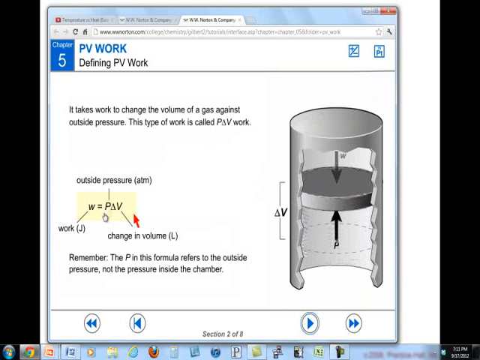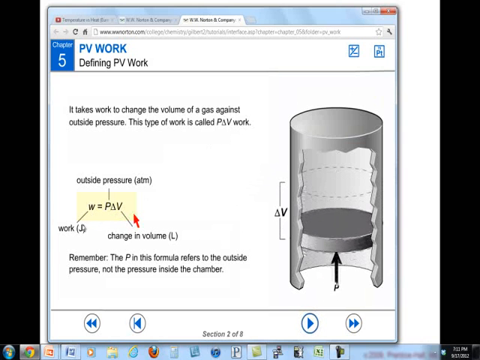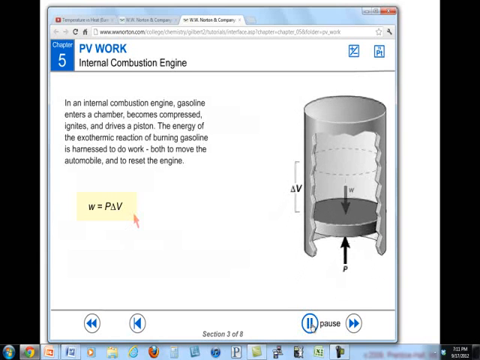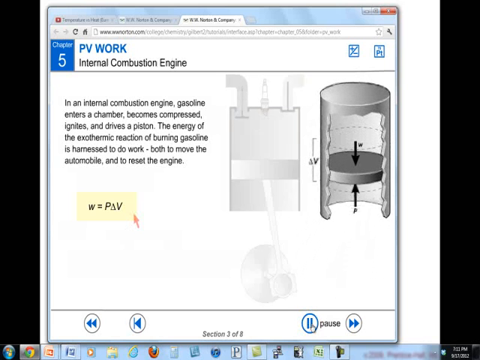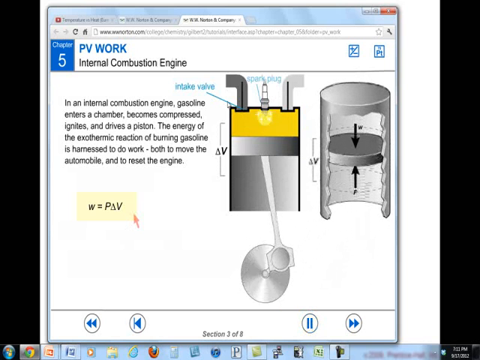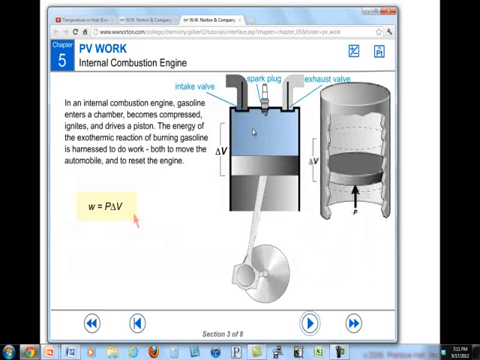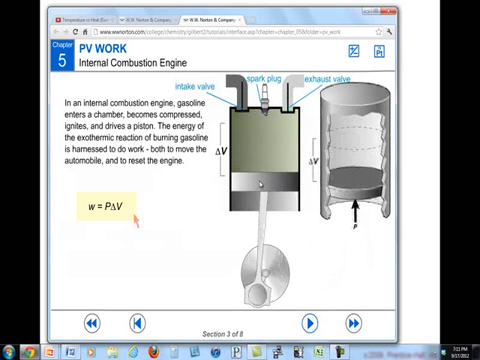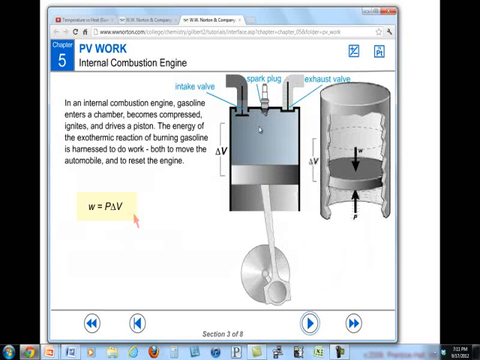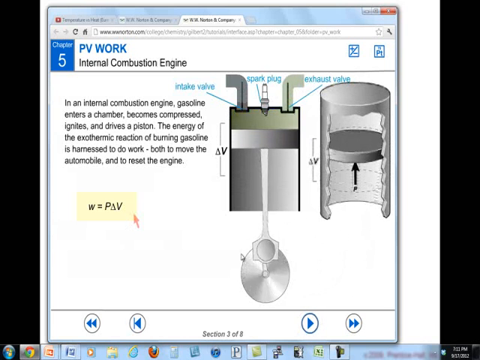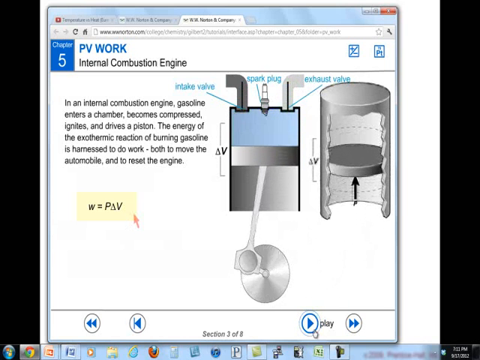So it takes work to change the volume of a gas against the outside pressure. Now in this formula, pressure is the outside pressure, outside the container. Work is in joules, and V is volume in liters. So in an internal combustion engine, gasoline enters the chamber, gets compressed, causing it to ignite. That ignition causes it to expand, drives the piston, and the whole process keeps on going.